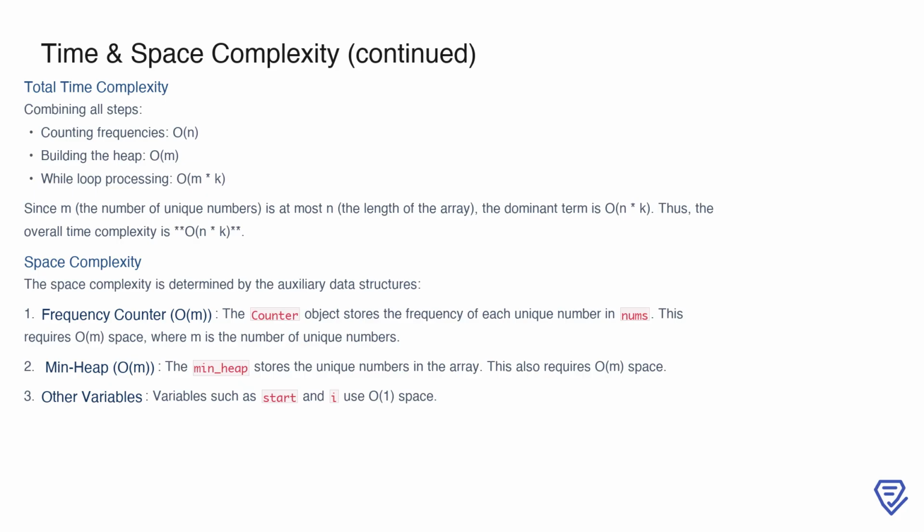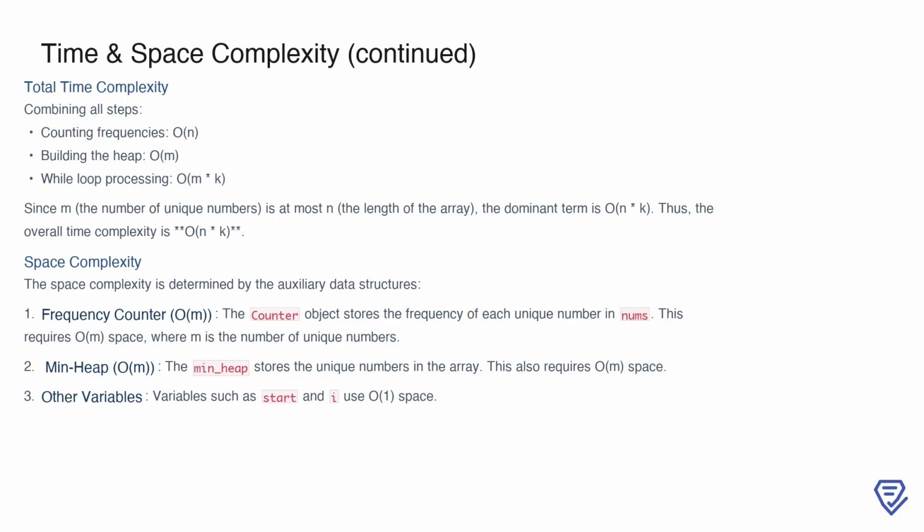Now, let's combine all the steps to determine the total time complexity. Counting the frequencies takes O(n), building the heap requires O(m), and the while loop processing contributes O(m * k). Since the number of unique numbers, m, is always less than or equal to the total number of elements, n, we can substitute m with n in the dominant term. This simplifies the total time complexity to O(n * k).